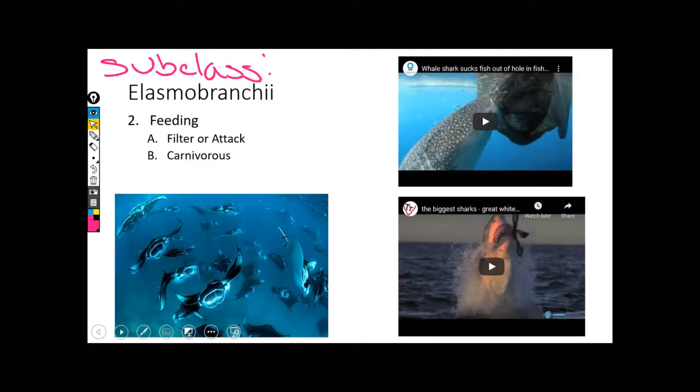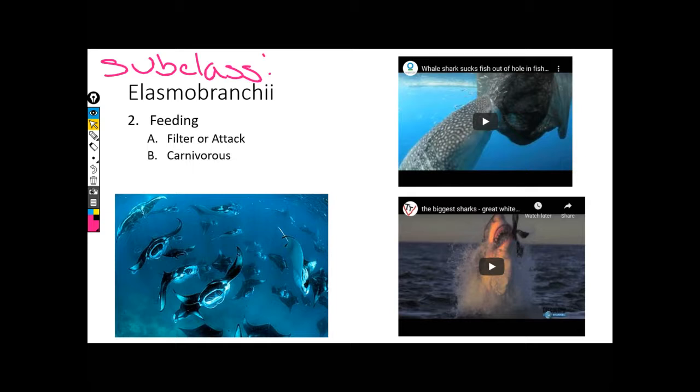Okay. Ooh, it did load. So within our elasmobranchia, remember sharks, skates, and rays, we basically have two methods for feeding. I actually thought it was my computer, so I just had a small heart attack, so you're good. Woo!